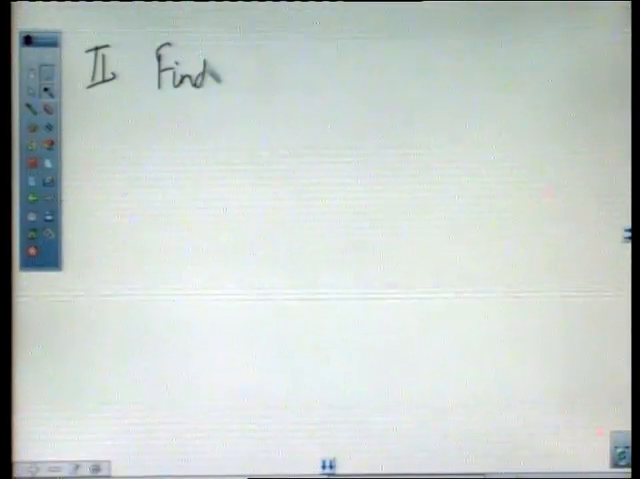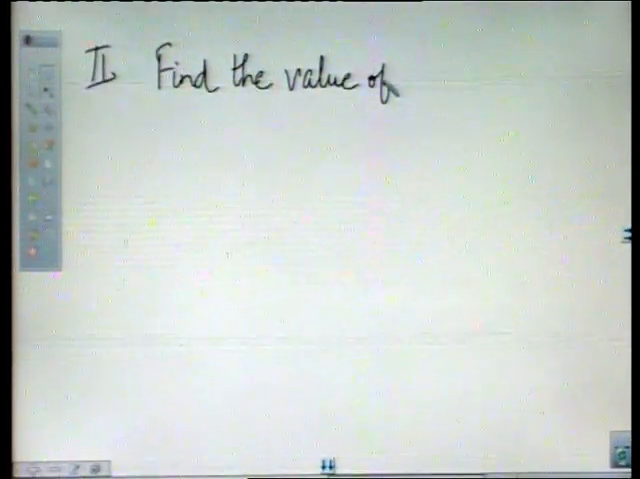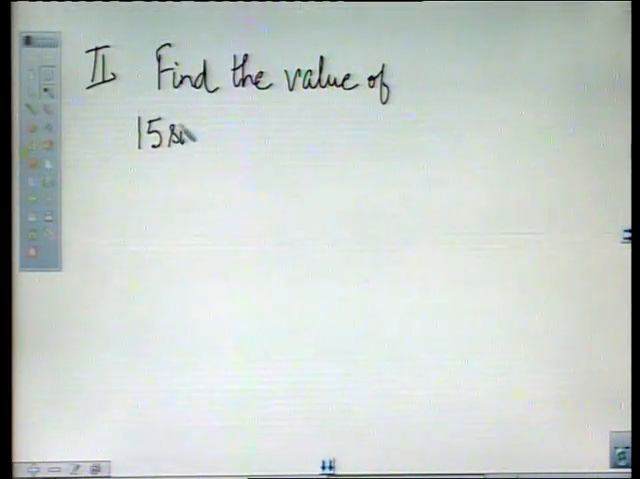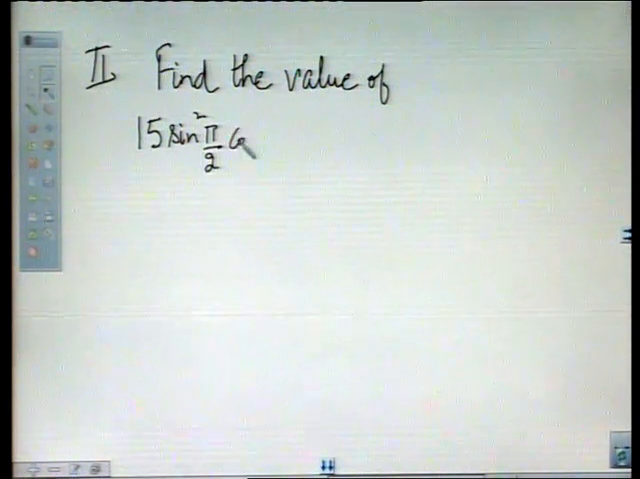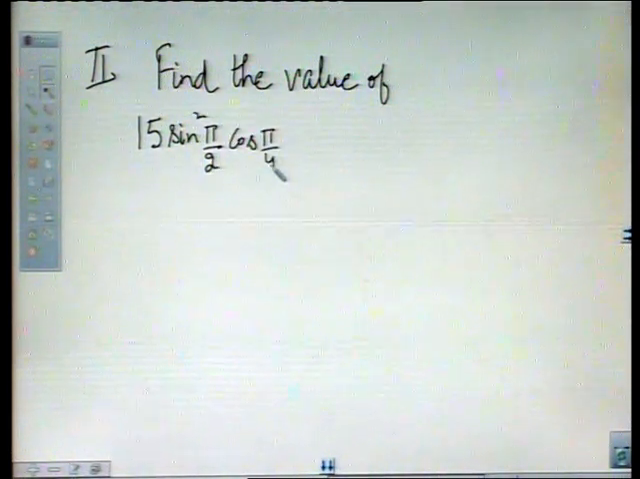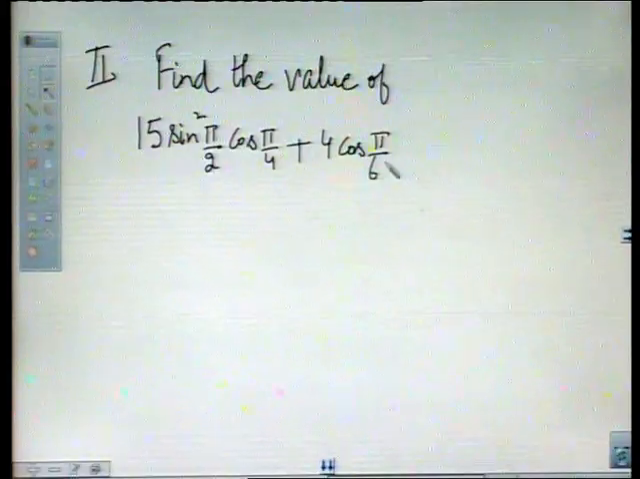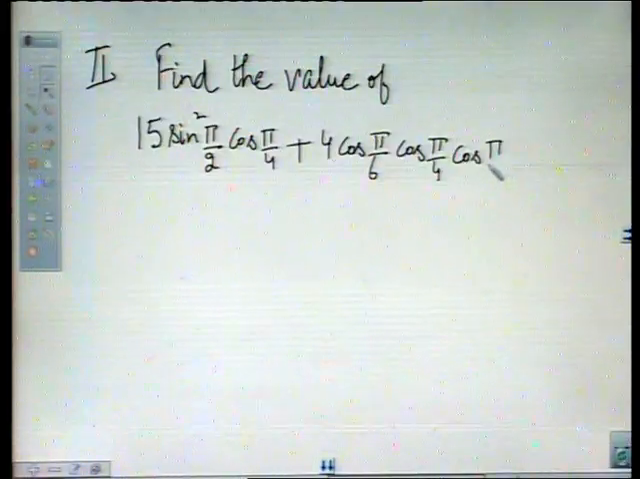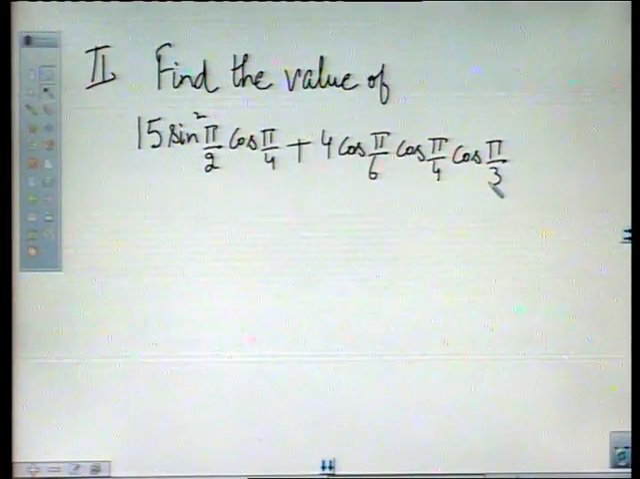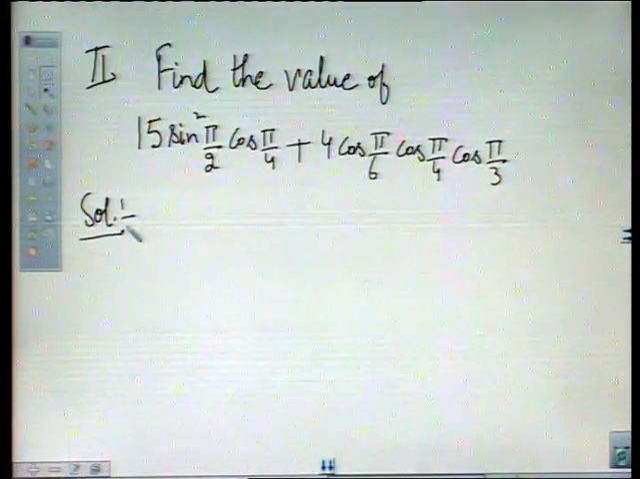Write down the statement, find the value of sine square pi by 2 cos pi by 4 plus 4 cos pi by 6 cos pi by 4 and cos pi by 3. Now, in these questions all the angles are given in radians. First we write them in degrees.